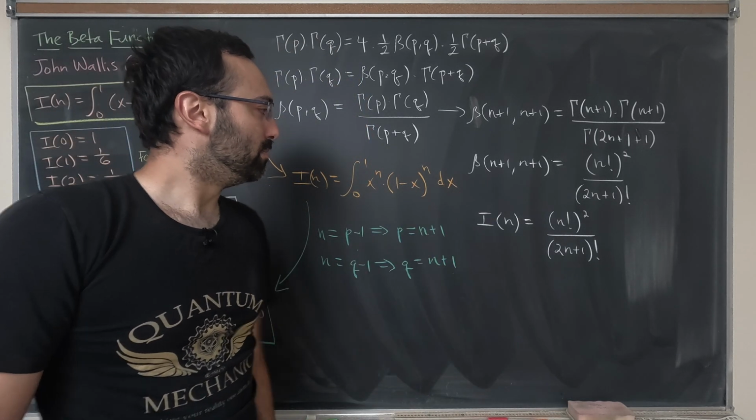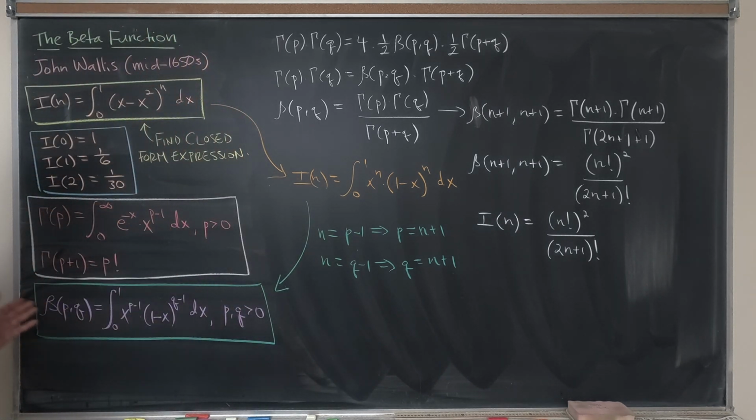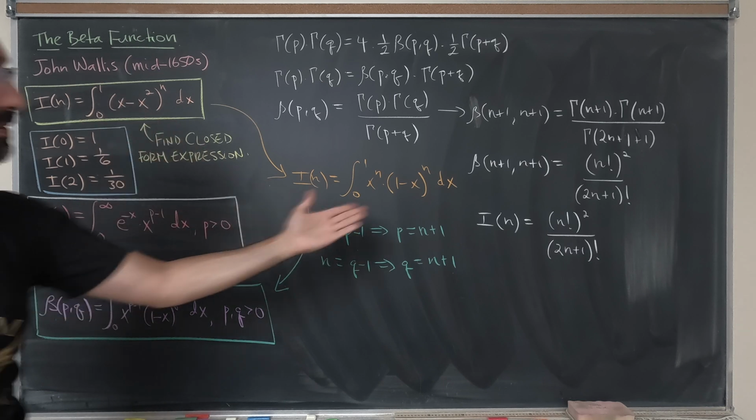So look at this beautiful connection. We have the gamma function, the beta function, and connected it all to help us find the closed form expression for John Wallis's integral here. And there you have it.